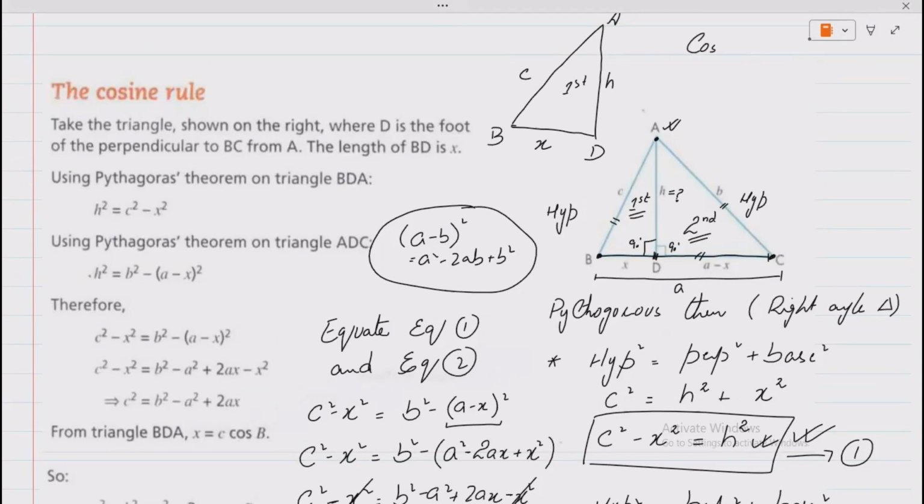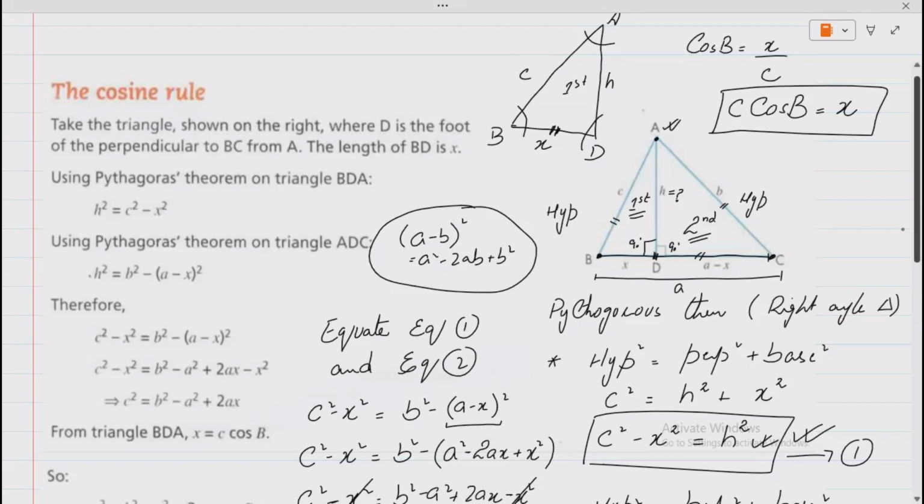So here you can say that this angle is angle B, this angle is angle D, this angle is angle A, right? So cos beta is base over hypotenuse. So base is this x, and hypotenuse is our c. It means that we can find the value of x by taking this c to the left hand side. So c cos b equals x. So we found out x here.